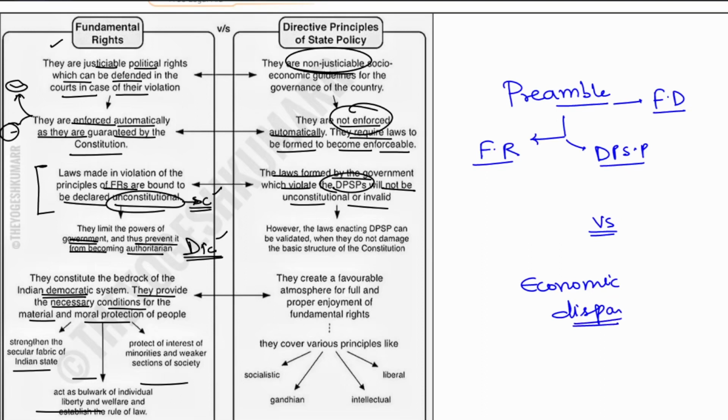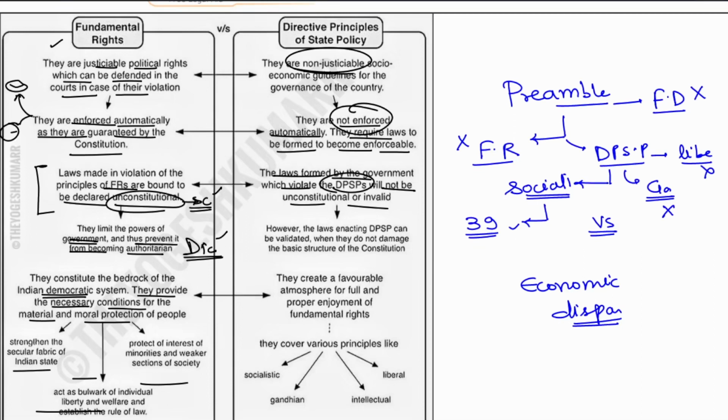Okay, so we see that fundamental rights are not being void because of the economic disparity. FD are not being void. Okay, DPSP is being void. So which type of DPSP is being void? The socialistic principles. Gandhian principles are not being void, nor the liberal principles are being void. Okay, we are seeing socialistic principle, and which article, especially Article 39.